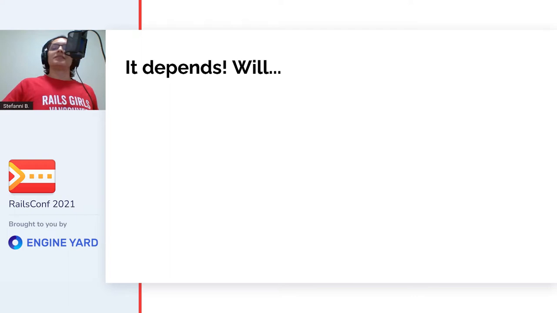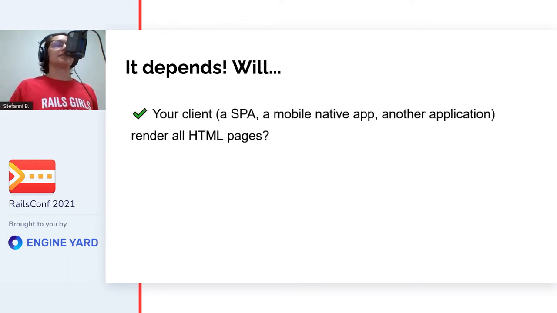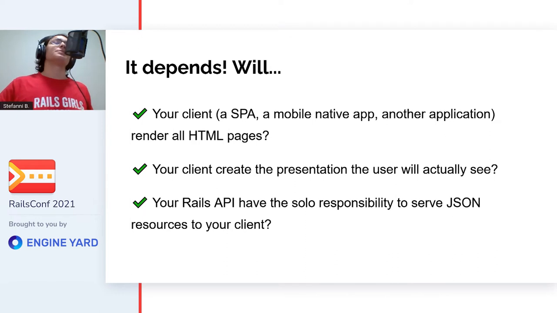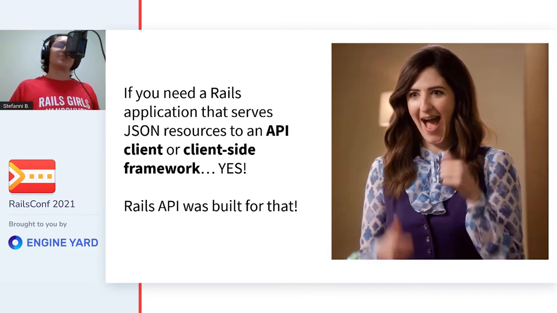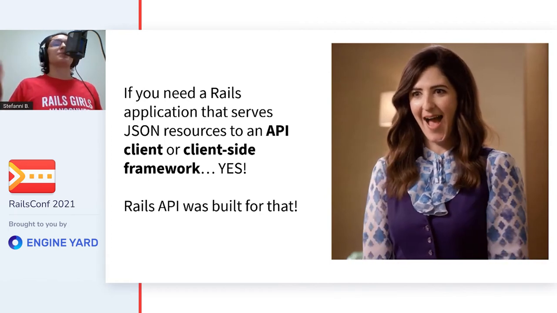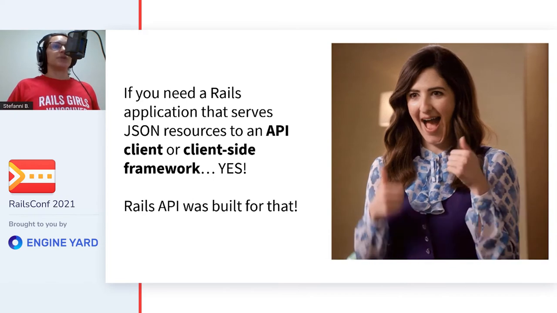It will depend. Do you know if your client, and that could be a single page application, a mobile native app, or even another Rails application, will render all the HTML pages? And do you know if your client will create all the interface that your end users will see? And will your Rails API have this only responsibility to serve the JSON resources so that the client figures its way to show it to the user? If you answer yes to these three questions, then yes, it might be a good choice for you, because that's actually what the Rails API was built for.